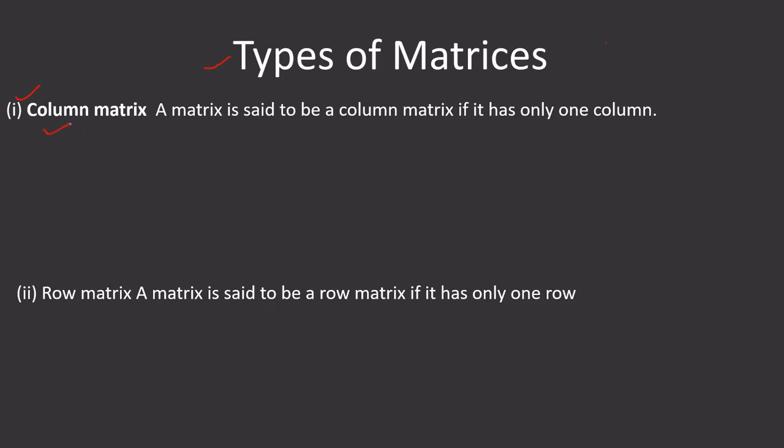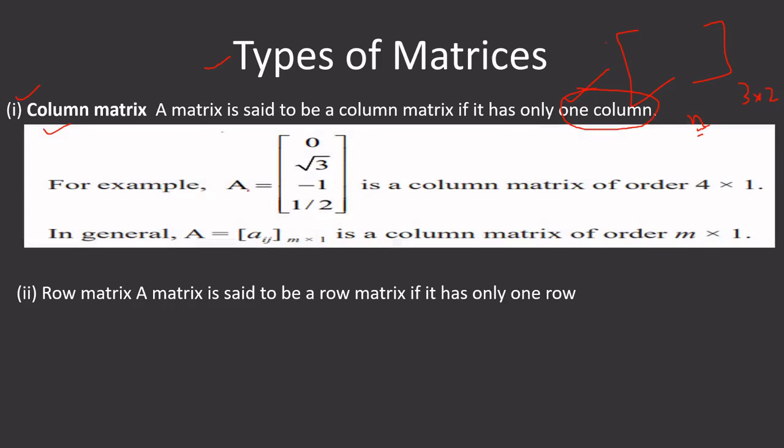So, common matrices: the column matrix. What is a column matrix? Like we saw earlier, there are different types of matrices: 3 cross 2, 2 cross 2, 3 cross 3. In a column matrix, there is only one column, irrespective of the rows; there can be n number of rows. The number of rows is not our concern; the concern is that there is only one column. For example, 0, root 3, minus 1 by 2, and half is a column matrix because there are 4 rows, but only one column.